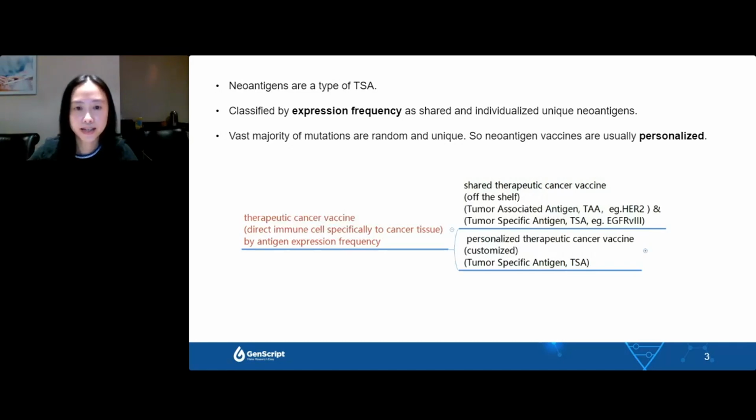And of course, since it's a personalized therapeutic cancer vaccine, we're trying to find the specific antigen instead of the associated antigen. For the shared therapeutic cancer vaccine, mostly we're talking about the associated antigen. Only a few researchers are working on TSA because, you know, it's very unique to find. Shared therapeutic cancer vaccines are off the shelf, and personalized ones have to be customized.